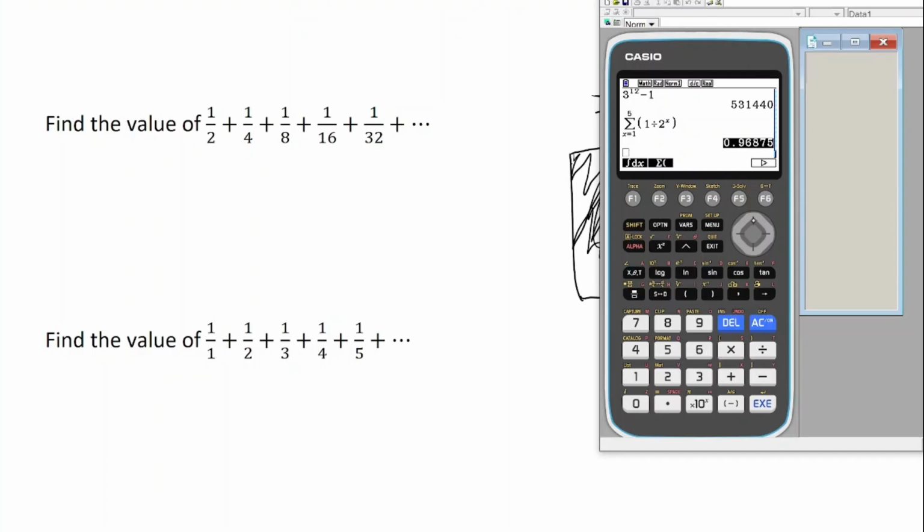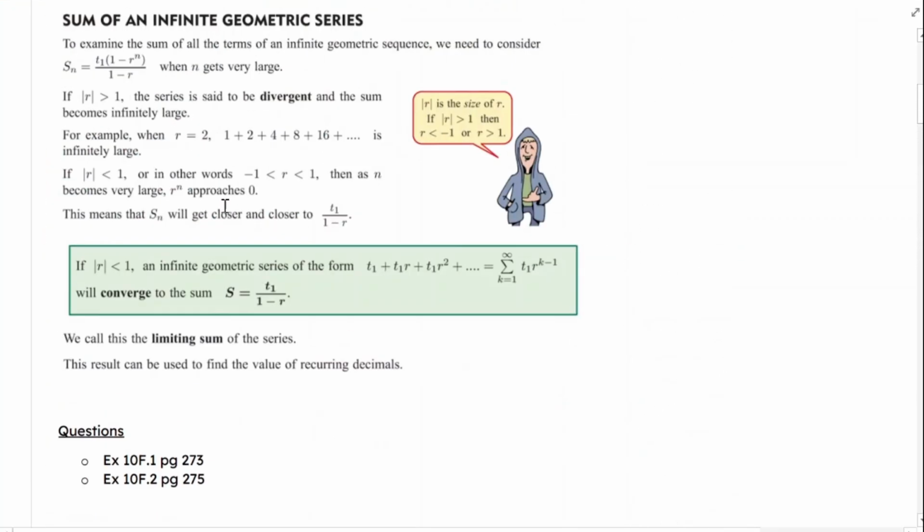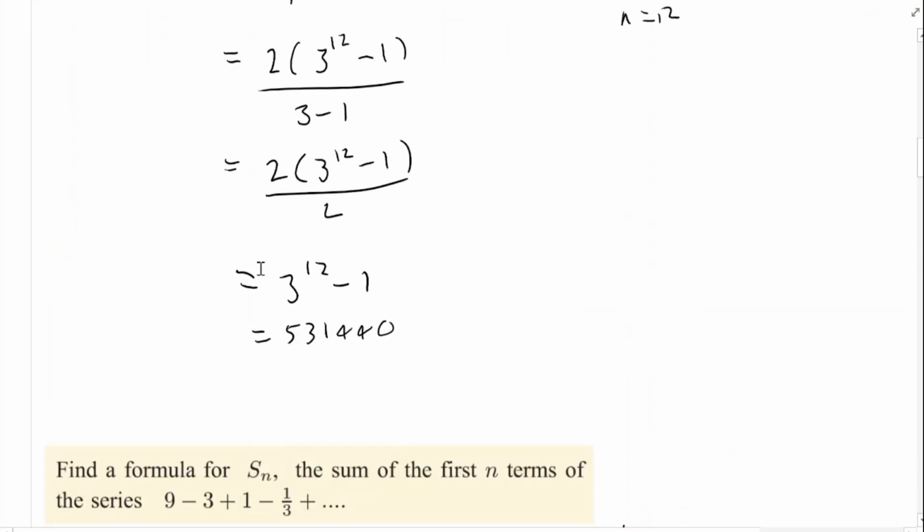But what we can do is keep bumping that up. If instead of going up to 5, I go up to 15, then you get 0.999999. And if I go up to 215, then you're basically just going to get 1. Not exactly, your calculator is rounding that, so you just have to be really careful. So we're going to use our general formula here: S equals T1 over 1 take r.